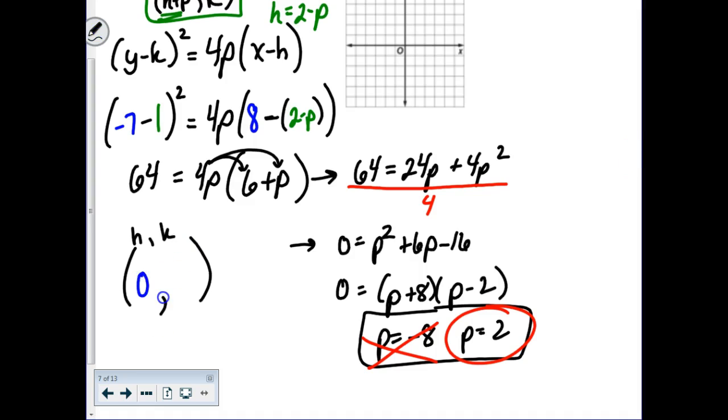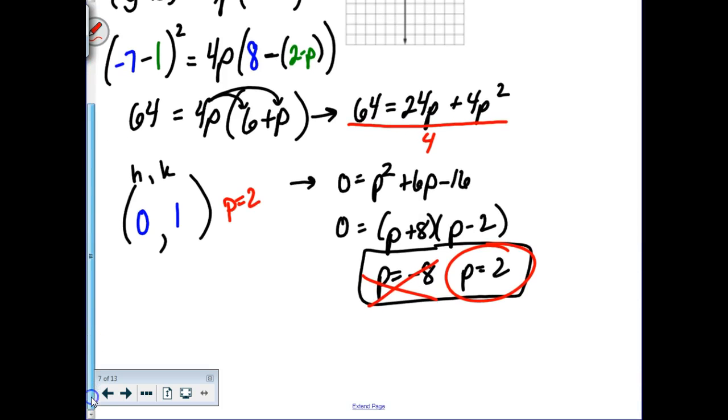And then the k value, I think they just flat out told us somewhere in our work, k was 1. And then we just found out that p is 2. All right, guys, plug them in. So that original x and y, the locus point, you don't use that anymore. What do we have here? So y minus 1 squared. And then 4 times p would be 4 times 2, so 8.